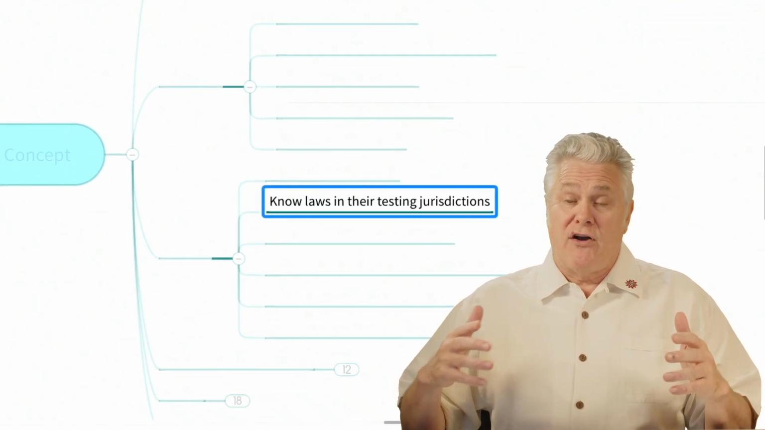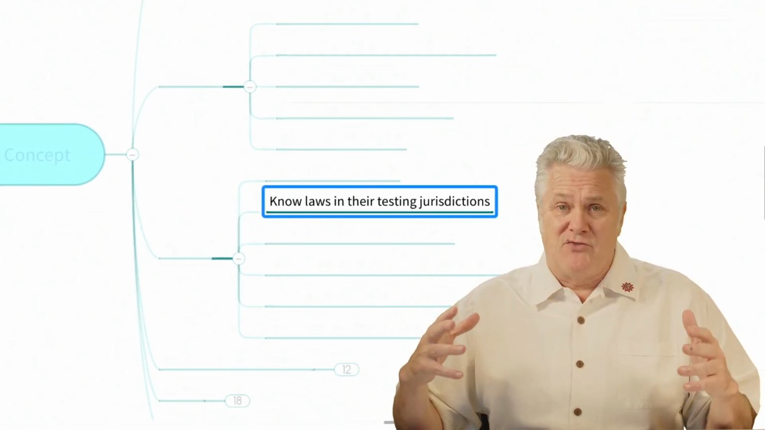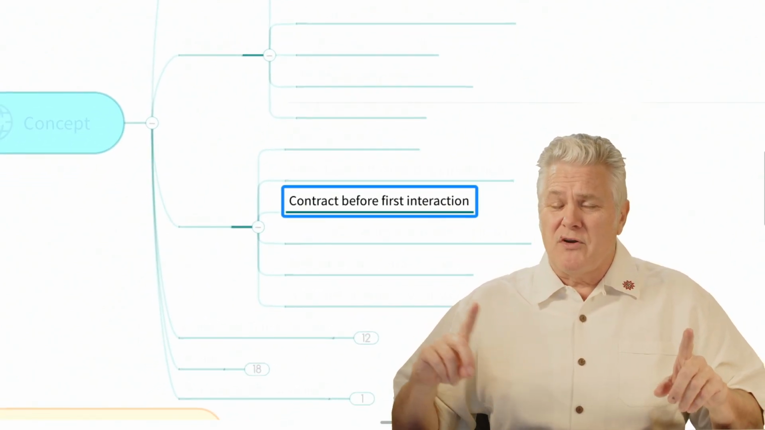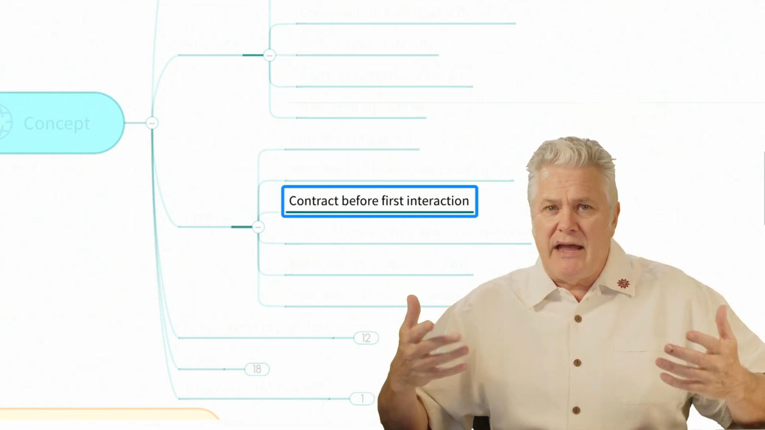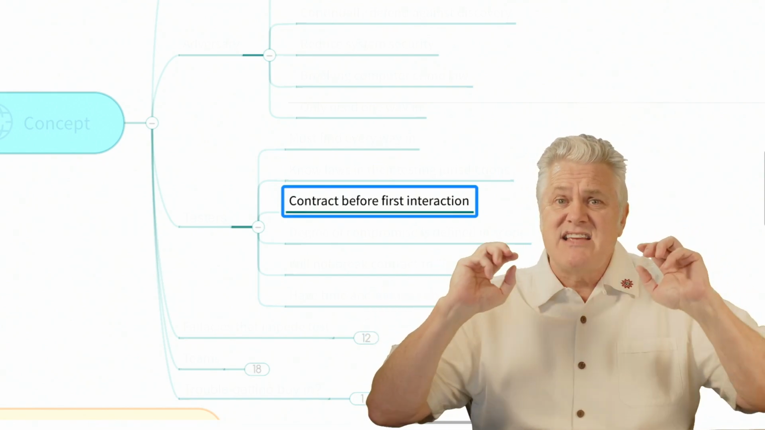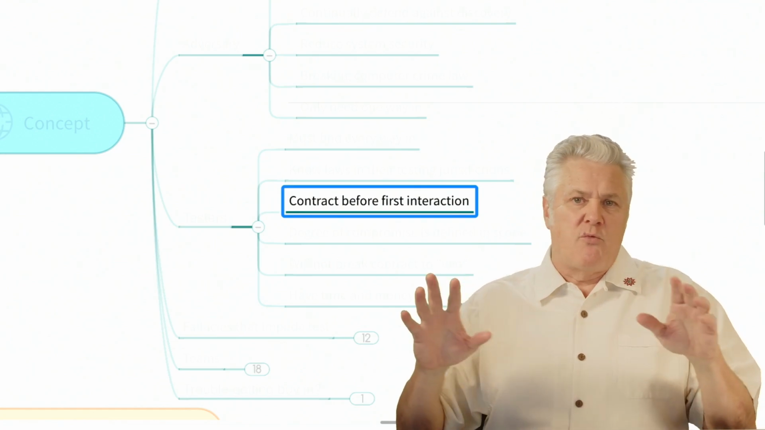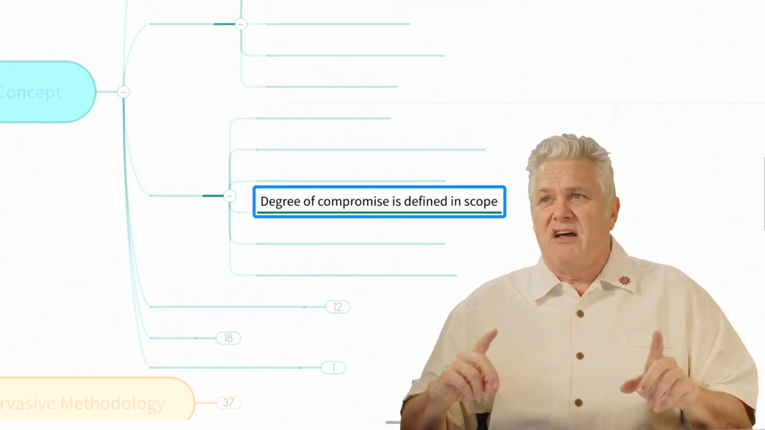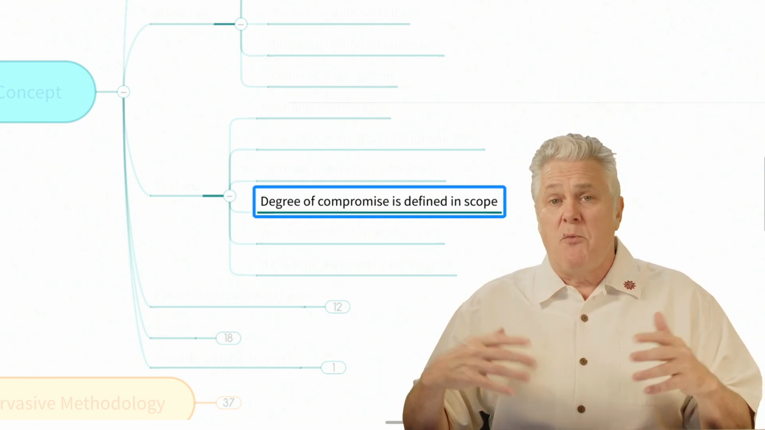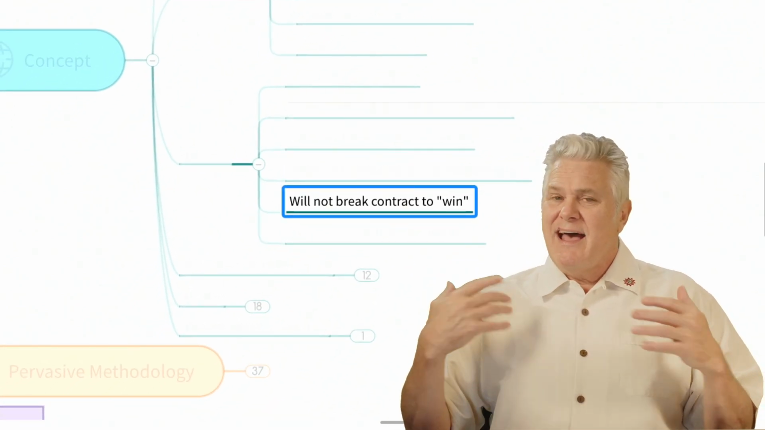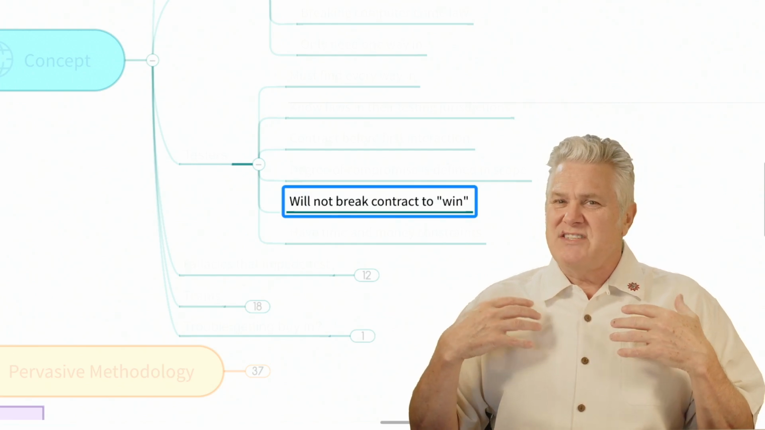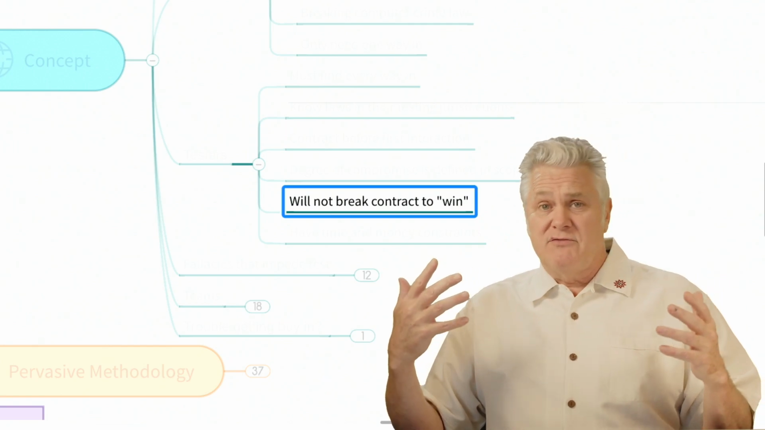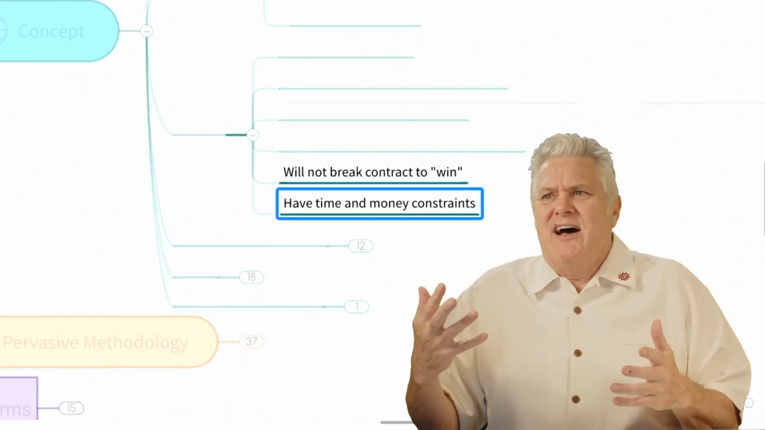We have to know our jurisdictional laws and our boundaries that we have. We have to have a contract before the first interaction. It's really important before you even get money from a client. Like when I get money from a client, I send them a non-disclosure agreement before we start even discussing things. And every single piece of the compromise is defined in some sort of scope prior to what we're doing. And I'm not going to break the contract to win. And I see a lot of gray hats and cowboys going ahead and saying, well, an attacker would have done this. But that wasn't in the contract.